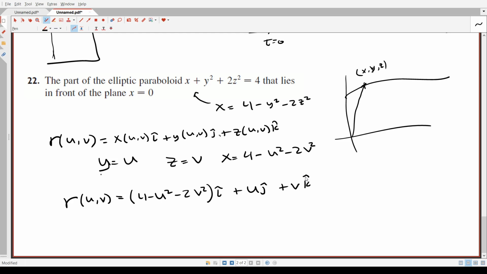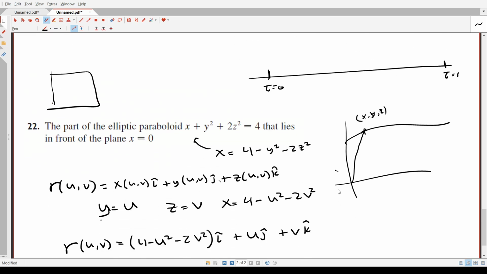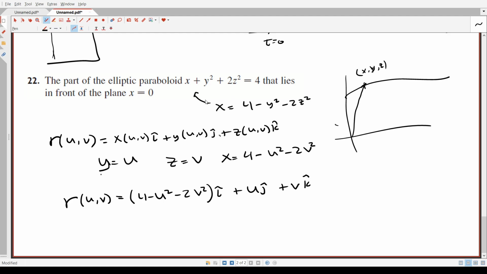Now, I have one more step. I need to describe the bounds for u and v. Just like when we have a line and we say it goes from t0 to t1, I need to say what the domain for u and v is for this surface. So let's think about what this surface looks like. Here I have x equals 4 minus this thing. If I look at this from the side, it's going to look like this. And remember, we want when x is positive, so we only want the top half. So we're looking for the u's that give us y values in this range.